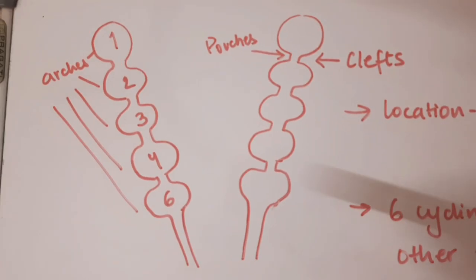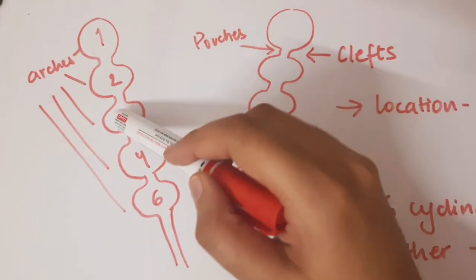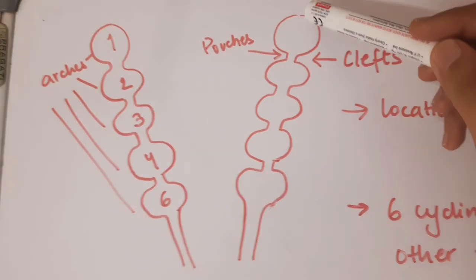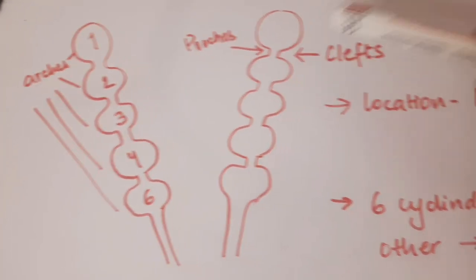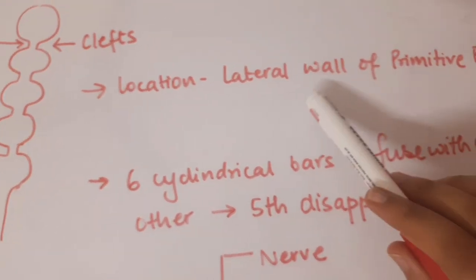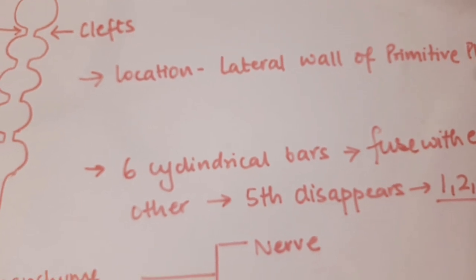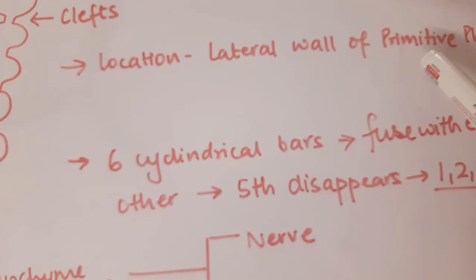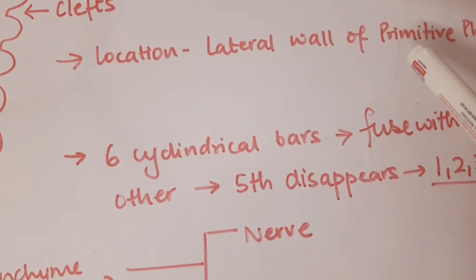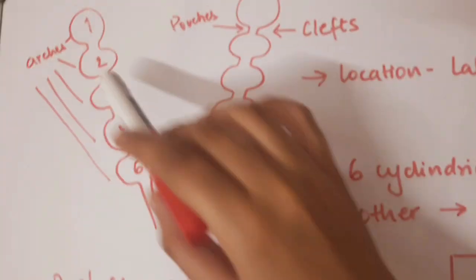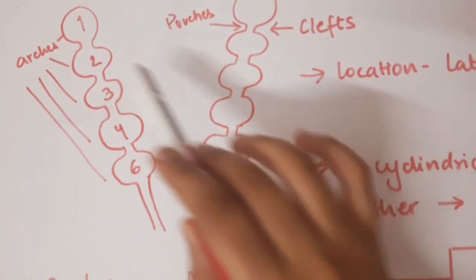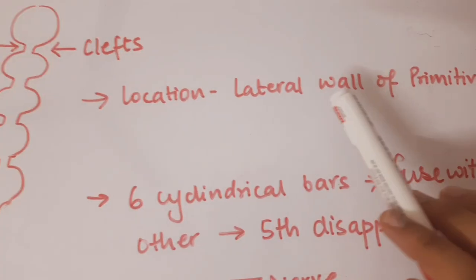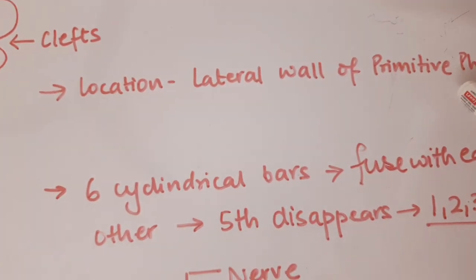So, the pharyngeal apparatus consists of arches in the center, and these arches are covered by pouches on the inside and clefts on the outside. They are located in the lateral wall of the primitive pharynx. So there are two sets which develop on either side of the primitive pharynx, and they eventually grow into the midline to fuse with each other.